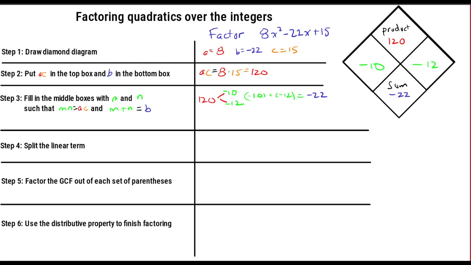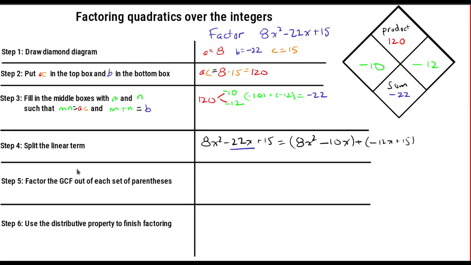Now we're going to split the linear term. So we've got 8x squared minus 22x plus 15. The linear term is this middle term, the x term. We're going to split that up. 8x squared minus, so we can do this as negative 10x, and then a minus 12x plus 15. We do it like this and put parentheses in here to group the first two and the last two. All right, so we split the linear term.